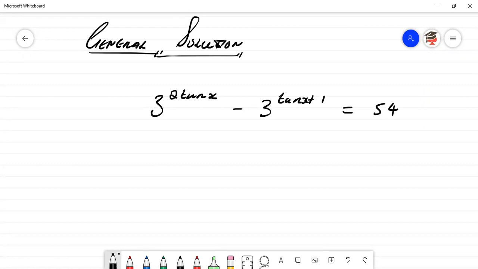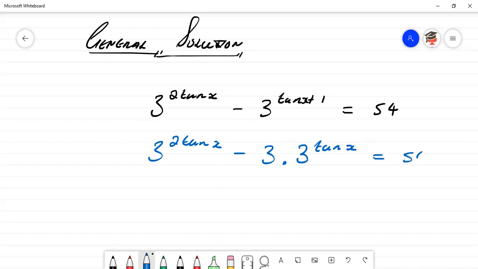So this primarily to me was supposed to be a very easy question. Let me explain why. This is how I was going to look at it. I would have went here and said that this was going to be 3 to the power of 2x minus 3 to the power 3 times 3 to the power of 10x is equal to 54. Everybody follow so far?